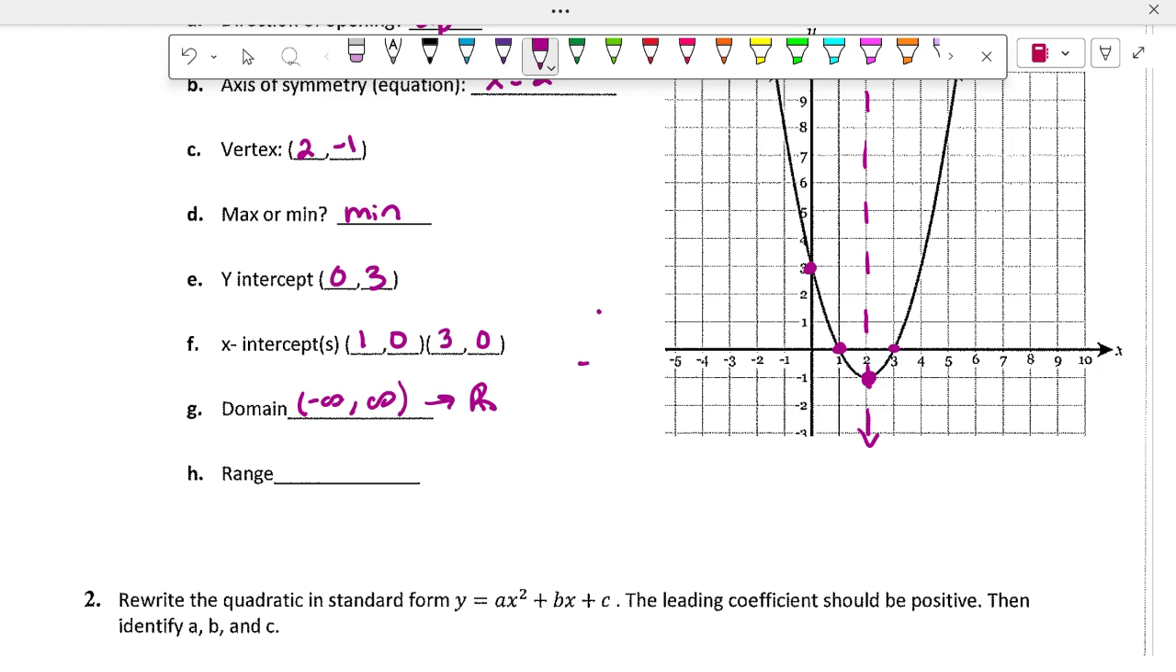All right, what's the range, Odin? So range is y value, so it'd be y is. And you got the -1 part, but it's not less than or equal to. It's greater than or equal to, because all the y values we have on the graph are above -1. So you could also write this as from -1 to infinity. Either way, I would have taken either one of those. Any questions on the key features?